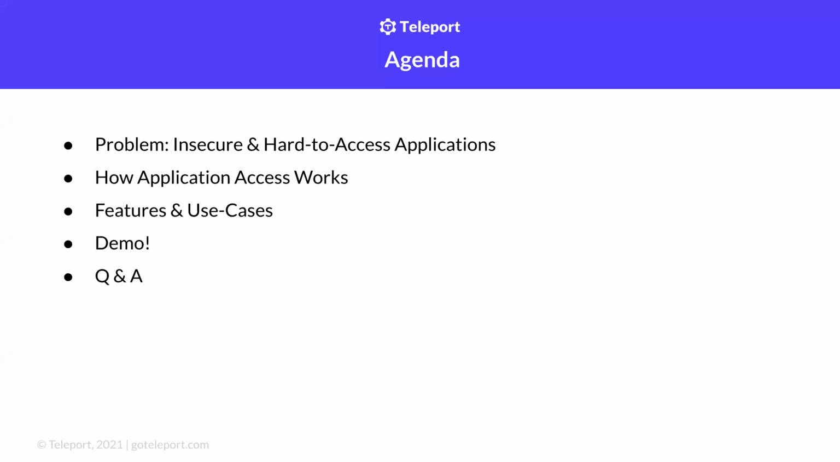Now we'll also take a peek into the application access architecture, so you understand how it works, what kind of benefits it provides, what kind of features it has, and what kind of use cases it can cover, so you can see if it would be a good fit for you. Teleport application access, and Teleport itself, is an open source product. So everything we're going to be talking about and seeing today during the demo, you will be able to just go ahead and try out yourself right after this presentation. And finally, we'll do a hopefully informative and detailed demo, so we'll see Teleport application access in action. And at the end, we'll probably have some time left for a Q&A.